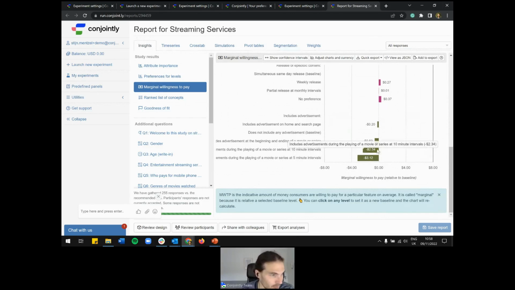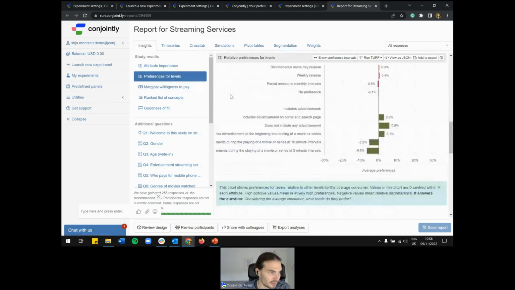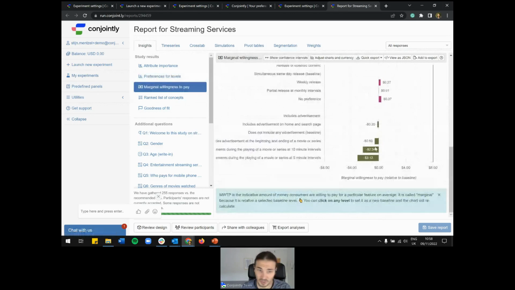So this is basically between $2.30 and $3.12. Now, what I like about marginal willingness to pay is if you combine it with preference for levels, you get interesting insights. So here we see a clear distribution. These two are not liked, and they also don't have monetary value. Sometimes it actually might be reversed, and that's when you jump to the simulations.